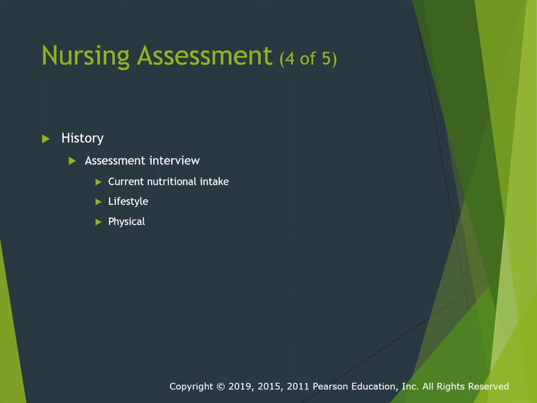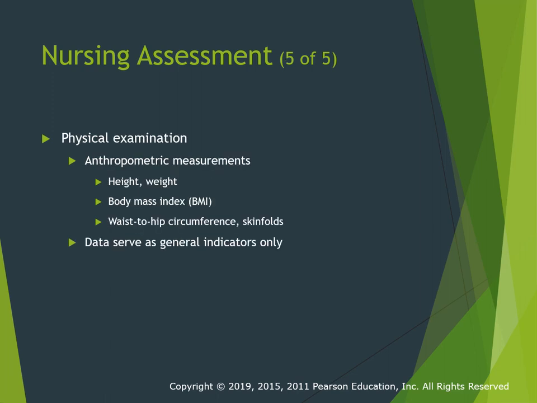The history: current nutritional intake and your lifestyle. Do you exercise? Are you sedentary? The physical exam: we want to look at the anthropometric measurements. You're looking at the height, weight, and body mass index. Your book talks about, in the obesity chapter, a body mass index greater than 30 being considered obese. Your body mass index is according to your height. So someone like me, I'm overweight. I've lost 30 pounds since last March, but I still need to lose more. From my height, I'm considered overweight. And we look at waist-to-hip circumference and skin folds, the amount of adipose tissue on the body.